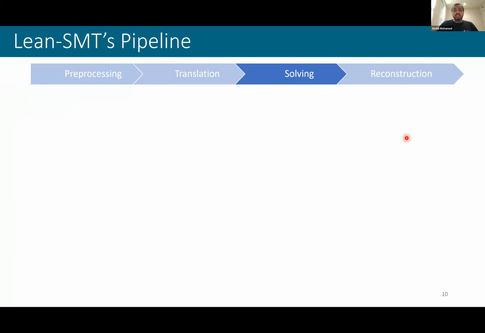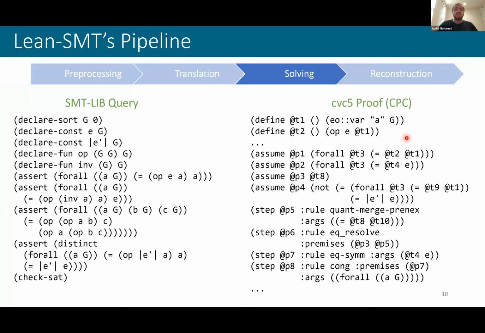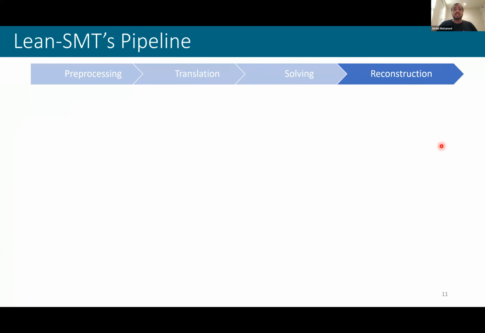And then once we have the SMT-LIB query, we can give it to CVC5. CVC5 will solve this query pretty fast, and then it will return unsat with a proof of the unsatisfiability. This proof is written in CVC5's own proof format. It's called CPC. So what we need to do is take this proof and try to reconstruct it in Lean.